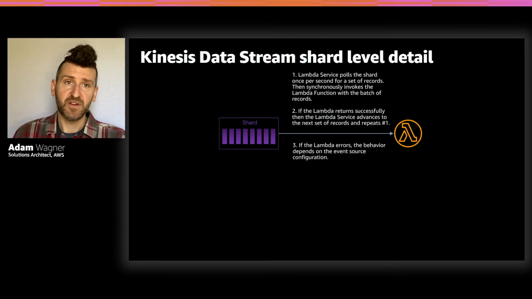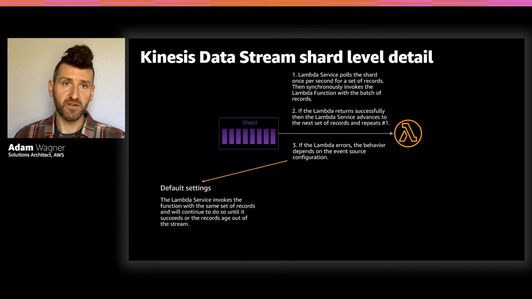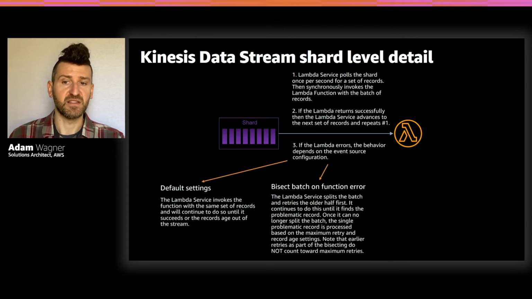If your Lambda function errors, the behavior really depends on how you've configured your streaming event source. With the default settings, Lambda is going to retry that same batch of records, and it's going to keep going basically until the records age out or until that Lambda function succeeds. The reason for this is it's really trying to avoid losing data. But there are other options we can use to avoid that poison pill issue and getting stuck processing the stream.